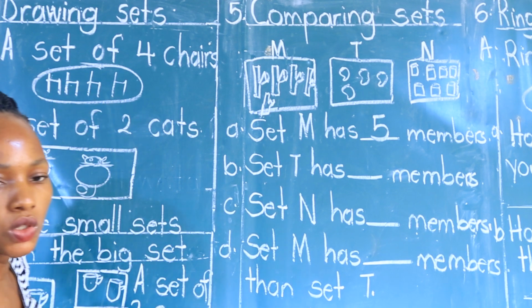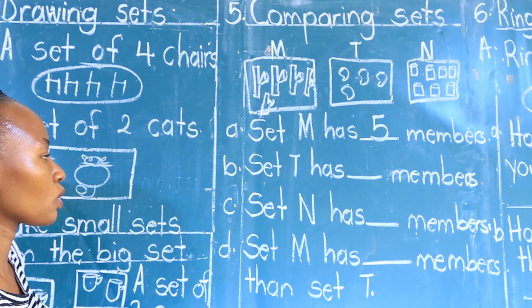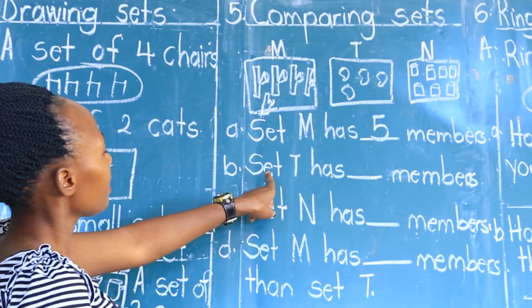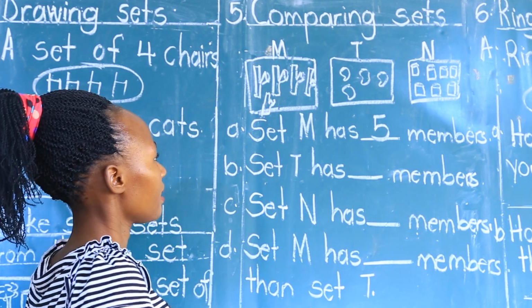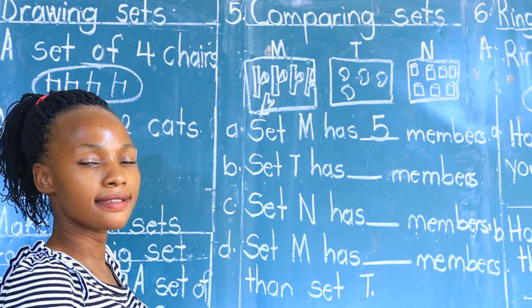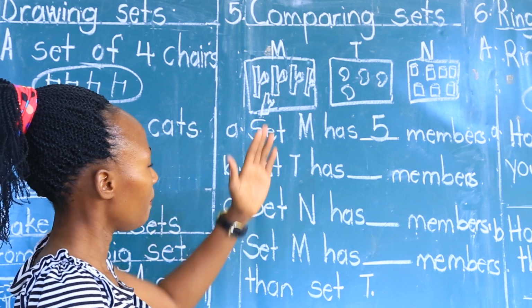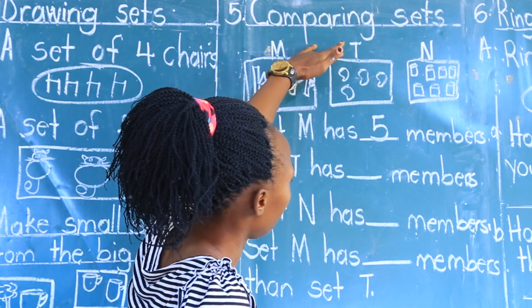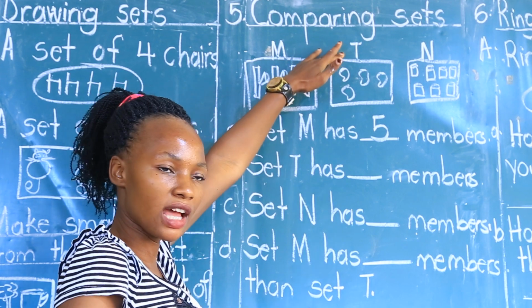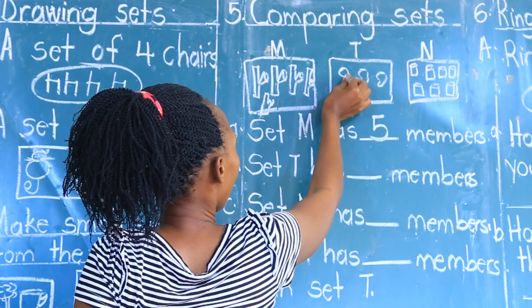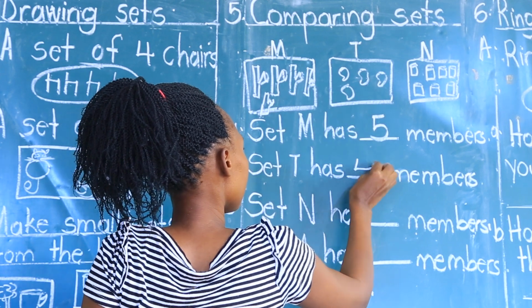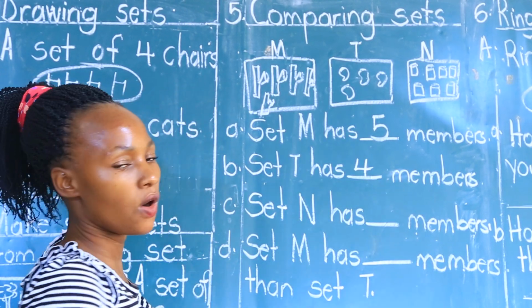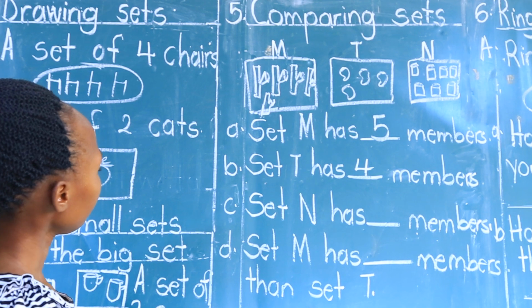We come to part B, our next question. Set T has dash members. Then back to set T. Here it is. How many members can you see? 1, 2, 3, 4. Set T has 4 members.